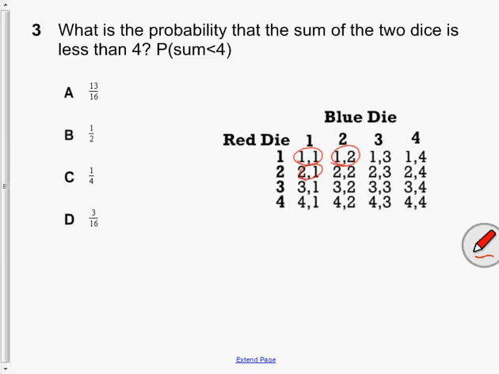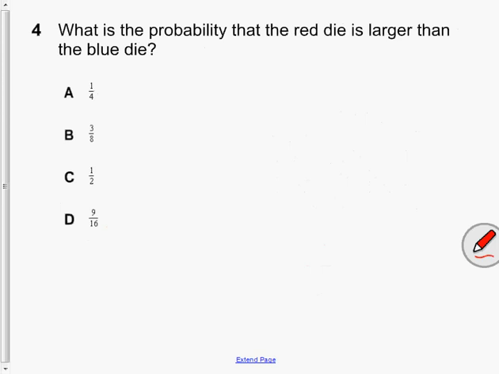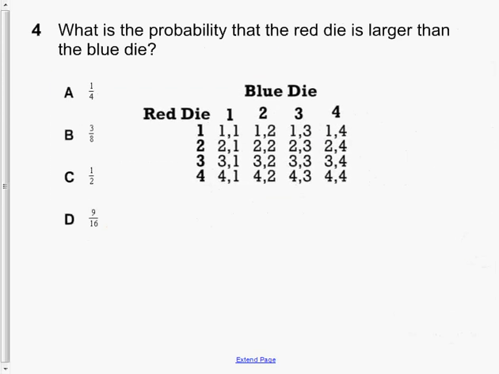of the 2 dice, which means that of the 16 possible, 3 of them are less than a sum of less than 4, which means D, 3/16 is the probability of having a sum less than 4. And your last question to do with that table, I'll paste it right here. Okay, it says, what is the probability that the red die is larger than the blue die?